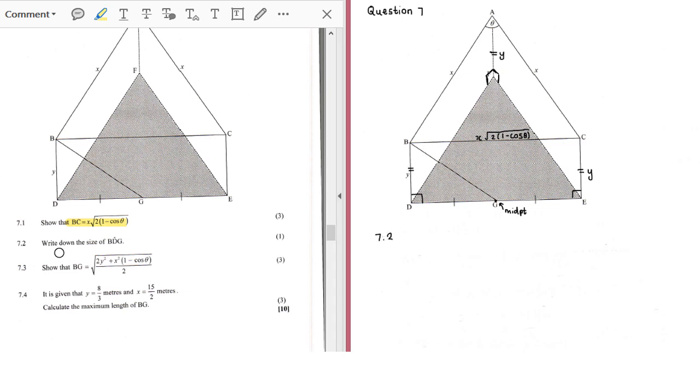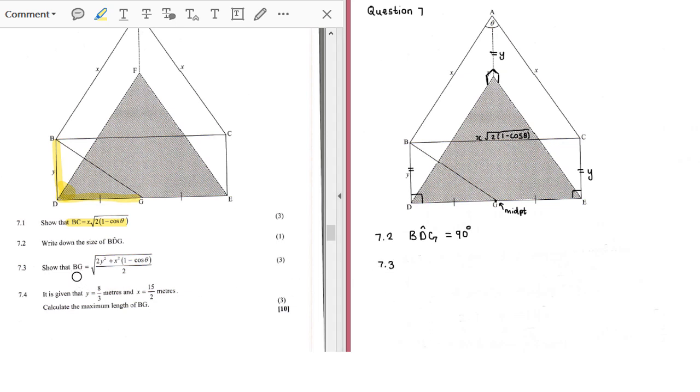Okay, question 7.2 says write down the size of the angle BDG, so this angle over there, BDG. Well, we already identified that that is an angle of 90 degrees, and that basically comes from the theory that says that any vertical object is always perpendicular to the ground. What we say is that it's always perpendicular to the horizontal plane. Okay, and this shaded area is our horizontal plane. So then therefore we say that the angle BDG is equal to 90 degrees.